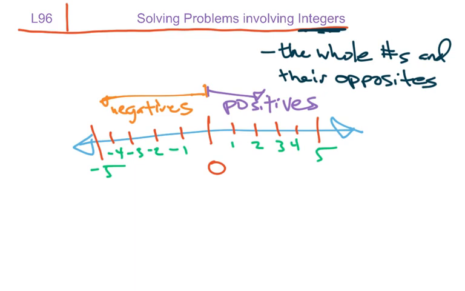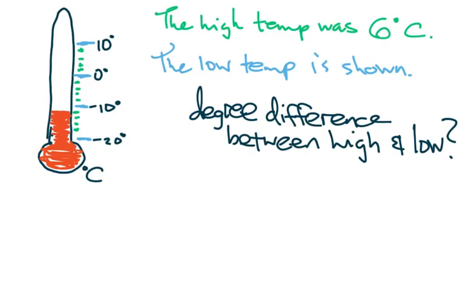Let's jump into some of the problems they're going to give to us. Here's one. I know this will take a little while, so if you need to pause me before I get going, but I do want you to draw that little temperature gauge. It can't be loose, though. So why don't you hold off on the temperature gauge real quick, and I want you to write down the statements in green and blue and black. The high temp was 6 degrees centigrade or Celsius. The low temp is shown, and we're going to draw that in a moment. And then the degree difference between the high and the low is the question.